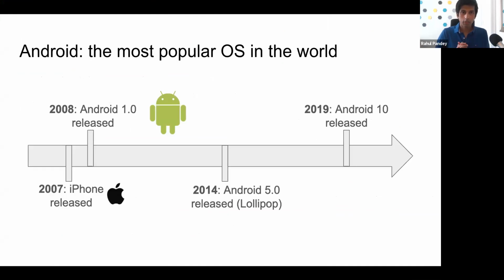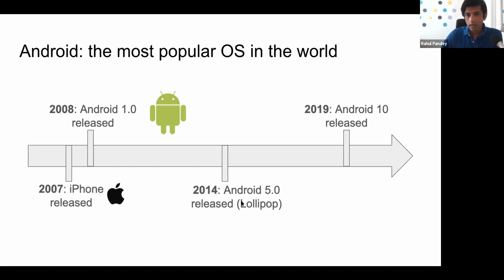Quick background on Android. I'm sure many of you are aware of this already. Android is the most popular operating system in the world. Interestingly, it came out a year after the iPhone. Steve Jobs famously went on stage in 2007 and announced the iPhone to the world. Android came out a year later, but still has multiple times the install base of iOS. Last I checked, there's almost 3 billion monthly active users of Android, which is a huge, huge number. Android 1.0 came out in 2008.